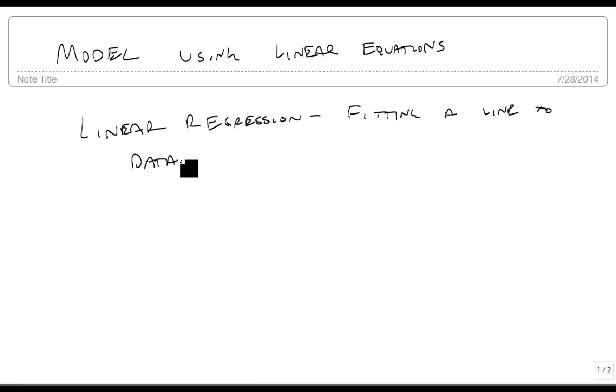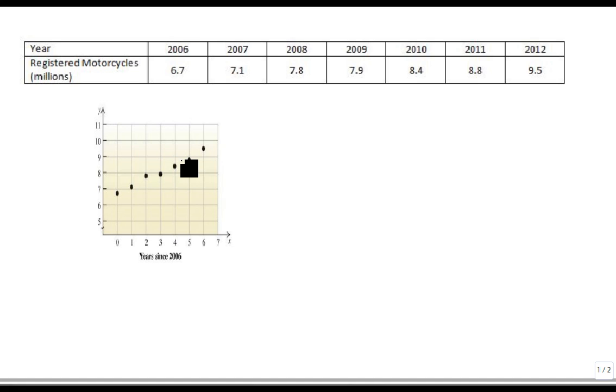And so to do this, we're going to start by looking at some real-world data. This data is the number of registered motorcycles in the United States from the years 2006 to 2012. So in 2006 there were 6.7, 2007 7.1, and so on. So we have years since 2006 here, and we have millions of registered motorcycles here. So 6.7, 7.1. Notice that in general, from left to right, it tends to go up. And what we want to do is fit a line on this.